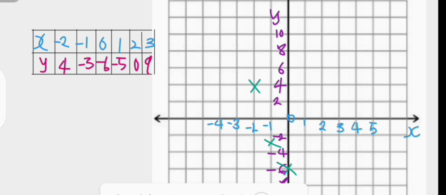When x is 1, y is -5. That is going to come here. -5 is between -4 and -6. When x is 2, y is 0. That lies on the x-axis. And finally, when x is 3, y is 9. 9 is between 8 and 10 on this graph. The point comes here. Then, the next thing is to join these points by a smooth curve.